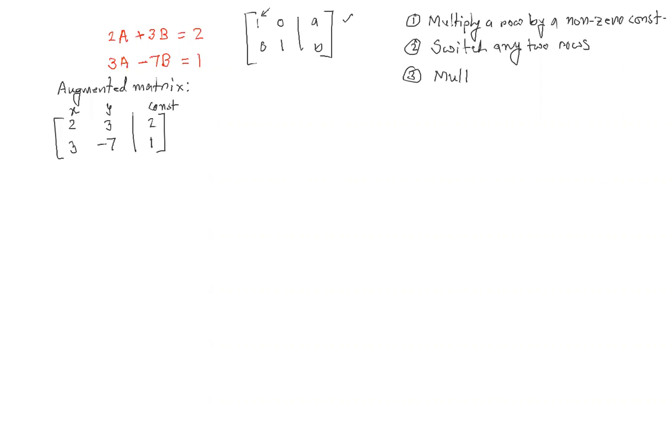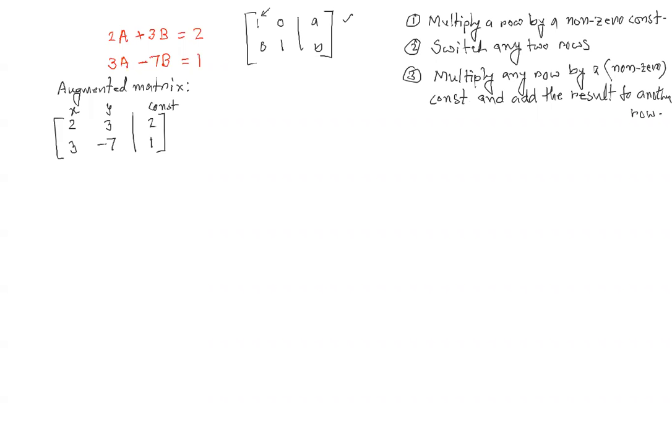And number 3, multiply any row by a, I'll keep it non-zero. In this case, if you multiply by 0, it becomes trivial, okay? By a non-zero constant and add the result to another row. Okay, these are the 3 row operations you can perform.